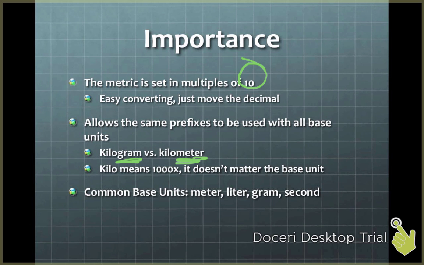So a kilogram and a kilometer, kilo means that it's 1,000 times. It doesn't matter what the base unit is. There's 1,000 grams in a kilogram. There's 1,000 meters in a kilometer. It doesn't matter what the base unit, kilo means 1,000 times. Some of our common base units that we're going to be using in class are your meter, liter, gram, and seconds.